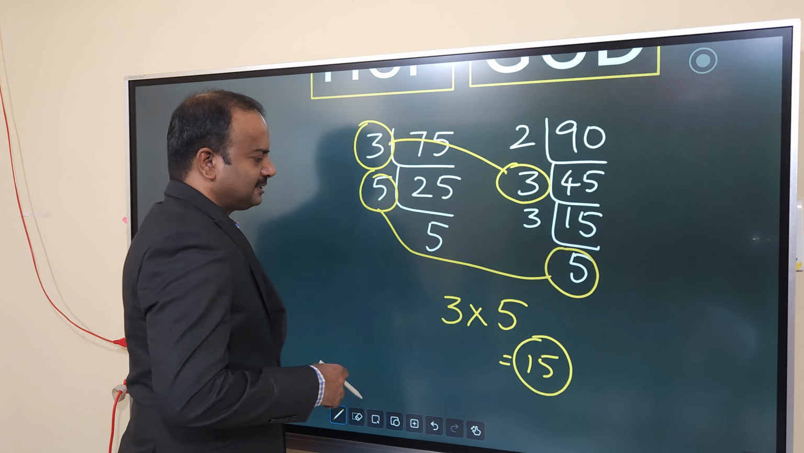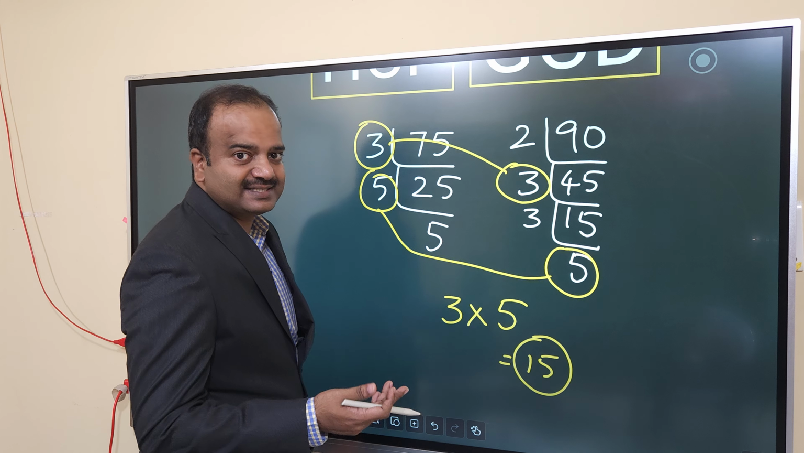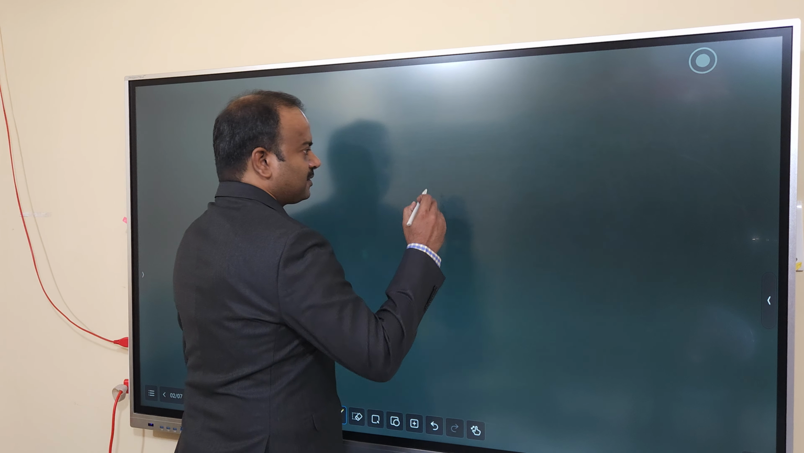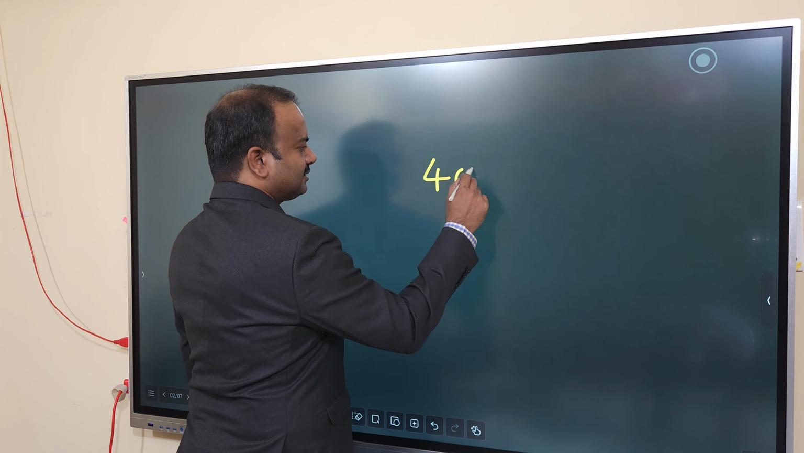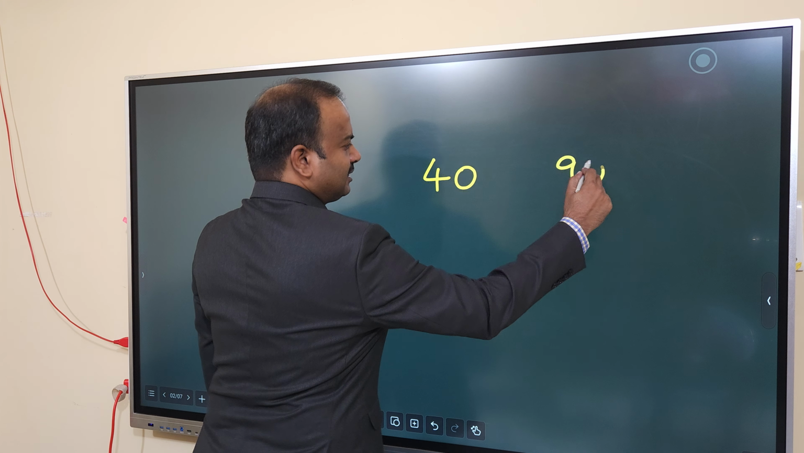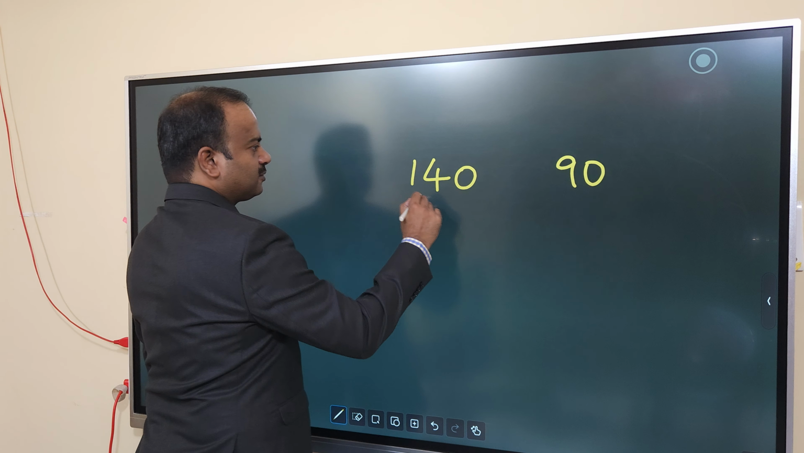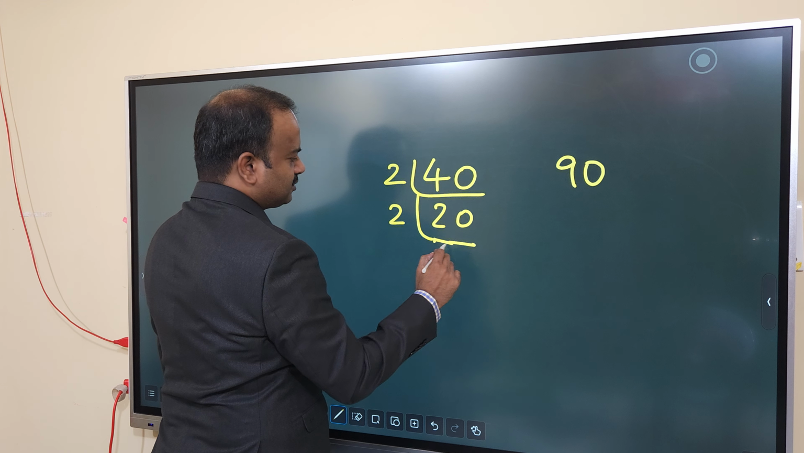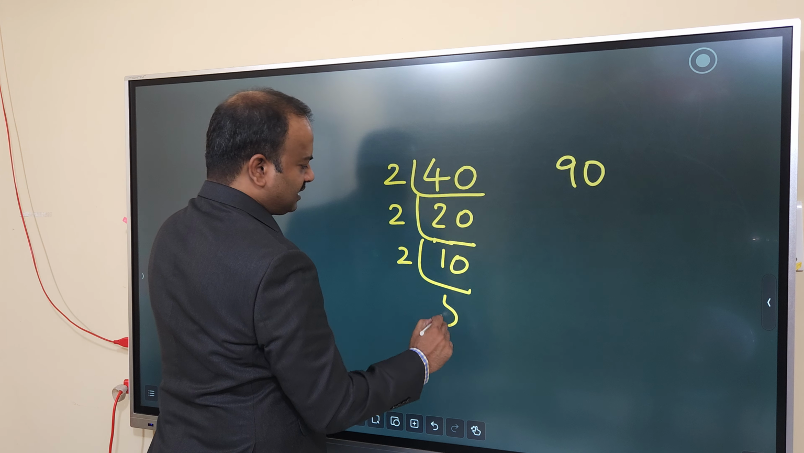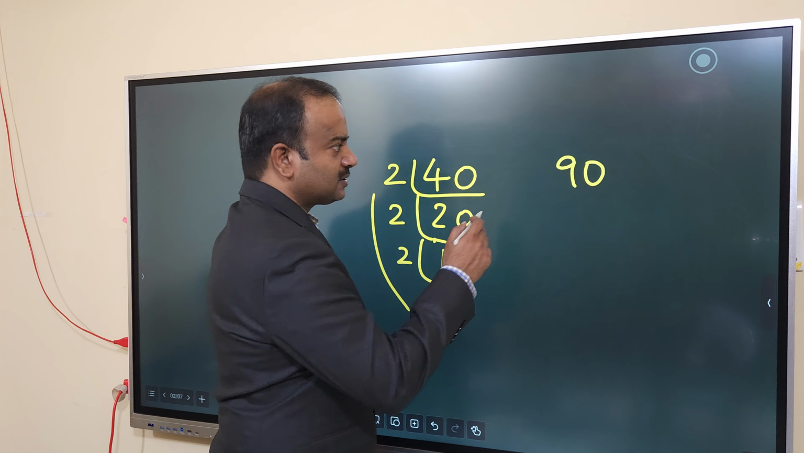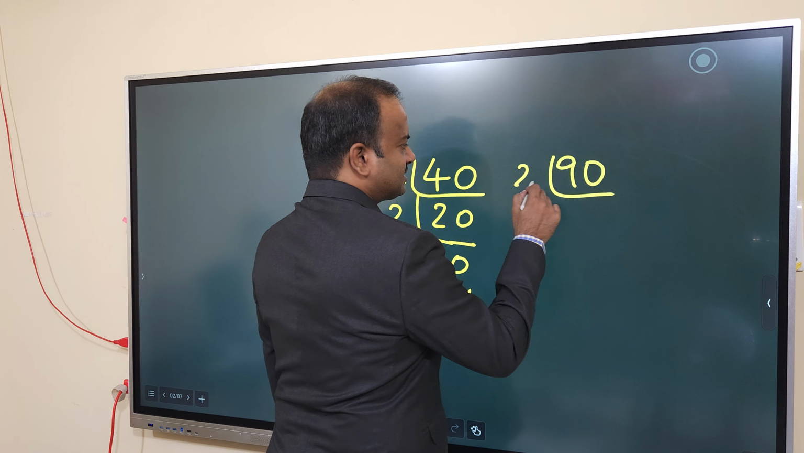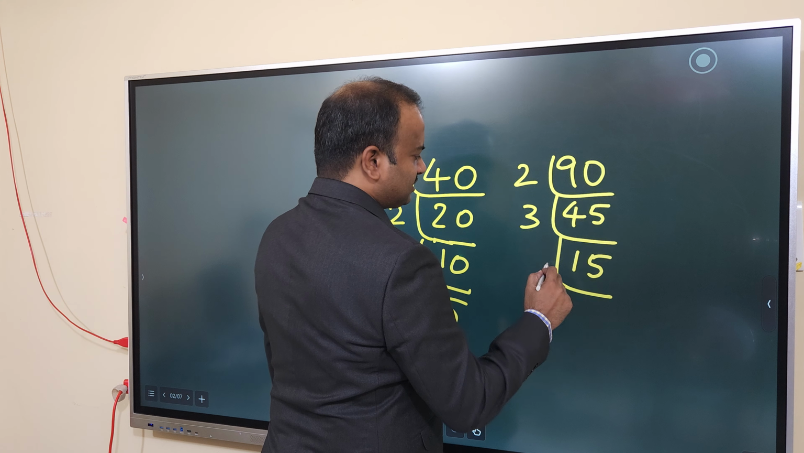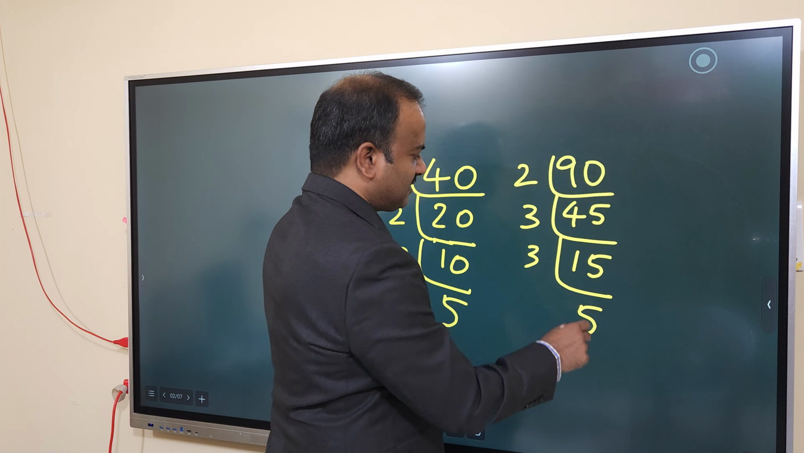Now let's take one more example to find the GCD of two numbers. I want to find the GCD of 40 and 90. Let's try to do it the same way. All I have to do is start with the smallest prime, 2. 2 twenties are 40. Again I can divide by 2: 2 tens are 20. Again with 2: 2 fives are 10, and we got all the prime factors. Now for 90 also start with the smallest prime, which is 2. 2 forty-fives are 90, and 2 will not divide again. Let's try with 3: 3 fifteens are 45. Again divide with 3: 3 fives are 15. And now we got the prime factors here.